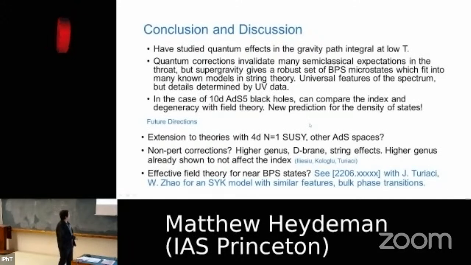And there are some other directions one could attempt. So extensions of theories with other amounts of supersymmetry, other AdS spaces in particular. I think AdS4 is one that may have differences with what we did here. You can include non-perturbative corrections, higher genus topologies, D-branes, and so on and so forth, and also try to understand what's happening in the field theory.